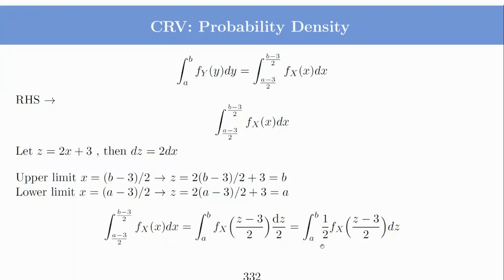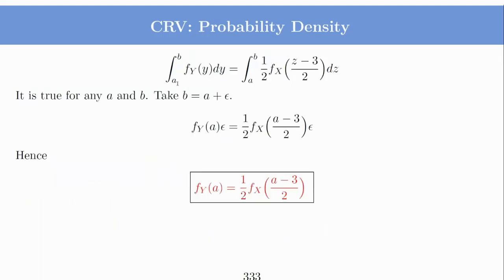And remember, this is equal to the earlier expression, so I will put that here. Now this limit and this limit are equal to each other. So what I get is the integral of f_Y(y) dy from a to b is equal to the integral of half f_X((z minus 3)/2) dz, taken from a to b. So these limits are the same, right? Can we say something about the integral term?